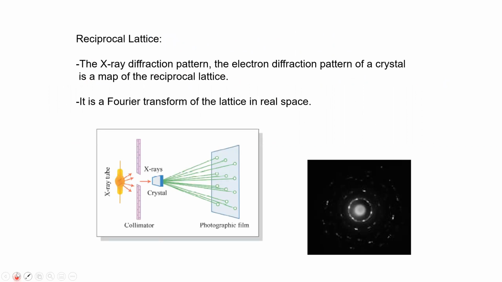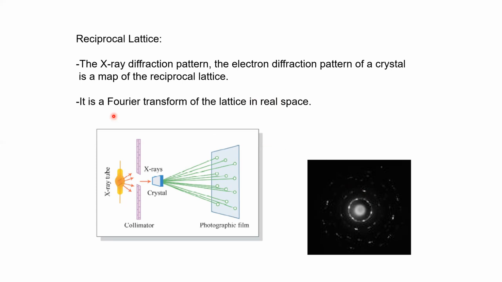Why do we have to bother with learning reciprocal lattice? Later on, you're going to know that it's really important. For example, in the X-ray diffraction pattern, you will see all the dots here, right? They represent, somehow, reciprocal lattice vectors, or even an electron diffraction pattern of a crystal is also a map of reciprocal lattice. Okay, so you can think of it like this.